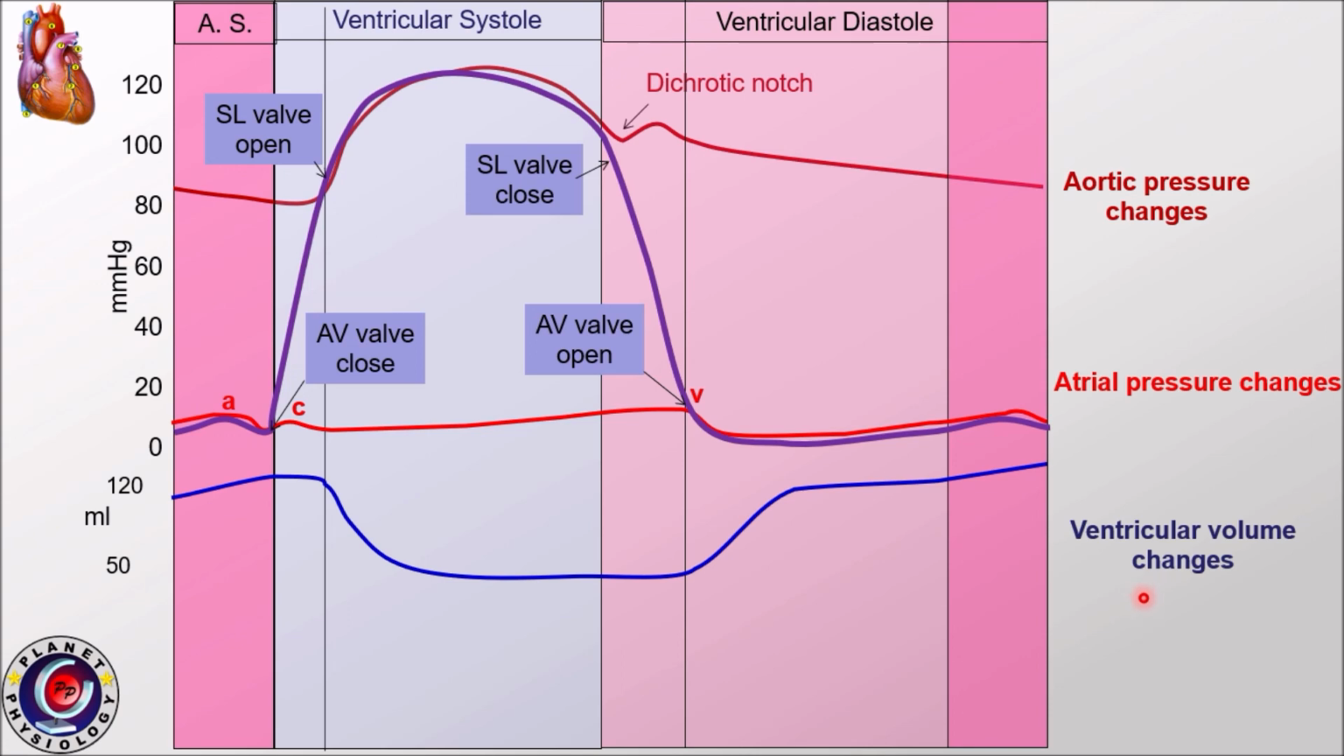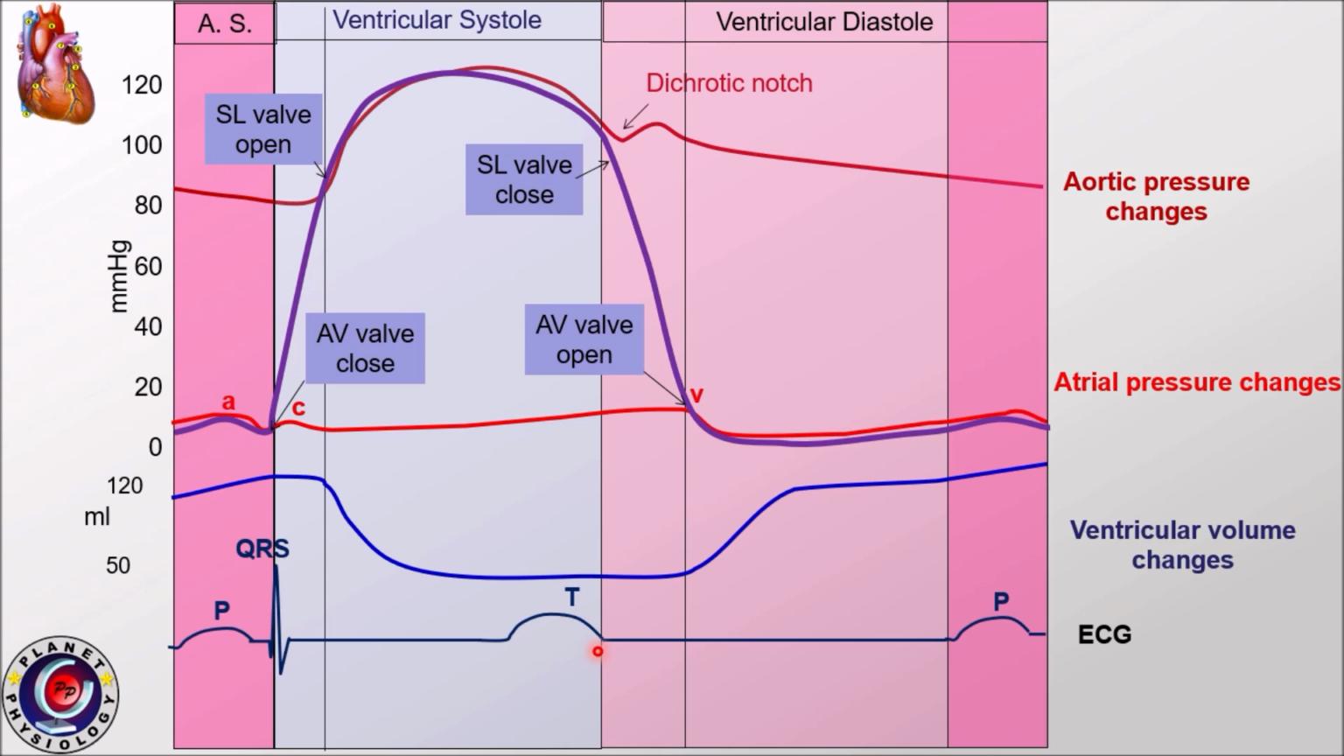Cyclical changes are taking place in the ECG pattern also. So let us see that also. Atrial systole corresponds with the P wave in the ECG. Isovolumetric contraction begins with the QRS complex, and the end of ventricular systole corresponds with the end of the T wave.